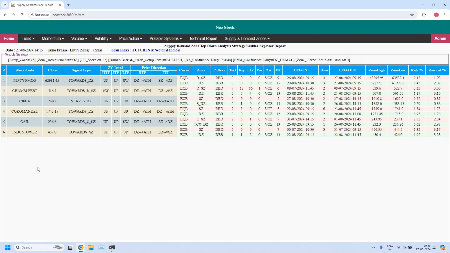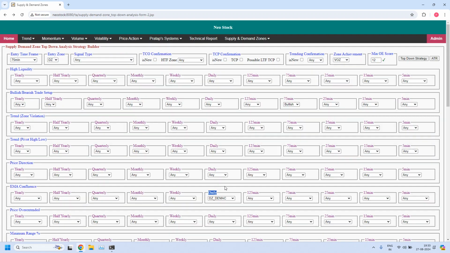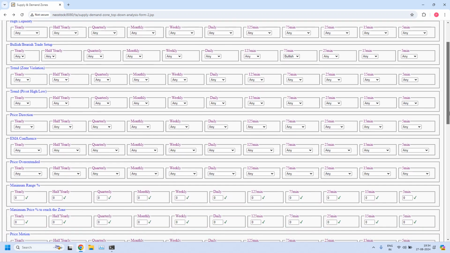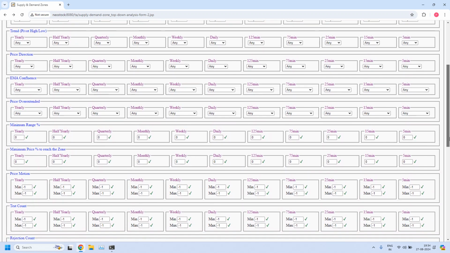Okay, fine. Next, I am going to remove this EMA filter. I removed the EMA filter. Now I want to look for LTF, ITF, HTF zone confluence. That is 75 minutes demand zone, daily demand zone, and weekly demand zone confluence.